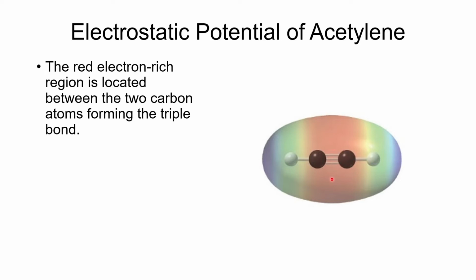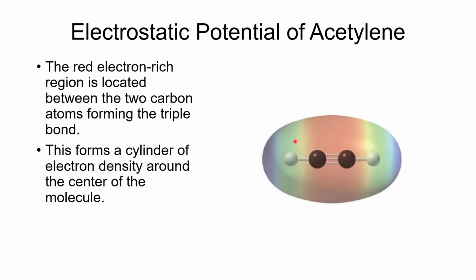So where one pi bond ends and the other begins is a little bit, well, it's hard to think of it that way, but we will get this cylindrical shape. This makes it so electrophiles can seek this out pretty easily. So if there's some electrophile, it can react with that fairly easily.